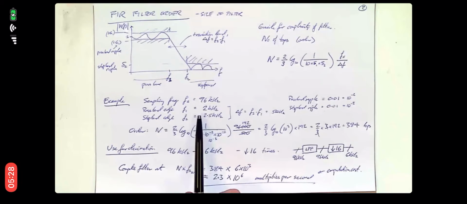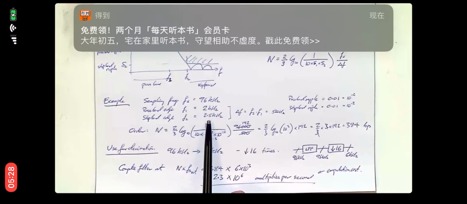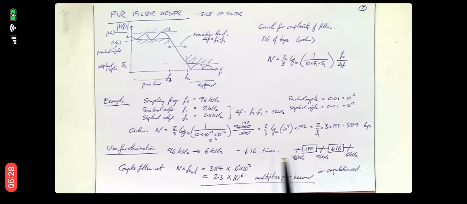And the filter that we chose down filters from 2 and cuts off by 2.5 kilohertz. So it's cut off by the time we get to our 3 kilohertz Nyquist limit. So this is a sensible filter to use for this decimation process.